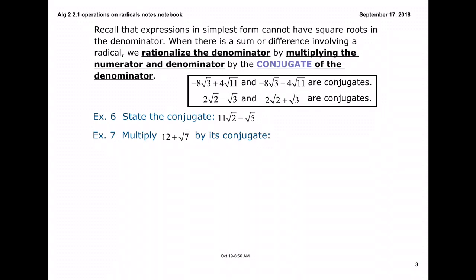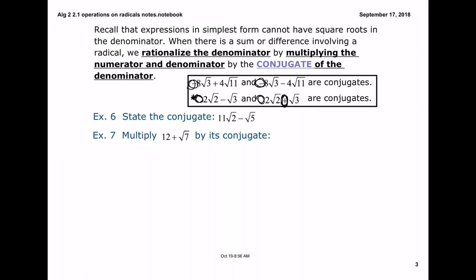If we look at this second little example right here, if we have 2 root 2 minus root 3, the conjugate, notice this sign in front of your second term changes, is 2 root 2 plus root 3. This sign out front will always remain the same. It's only the sign in between that changes.